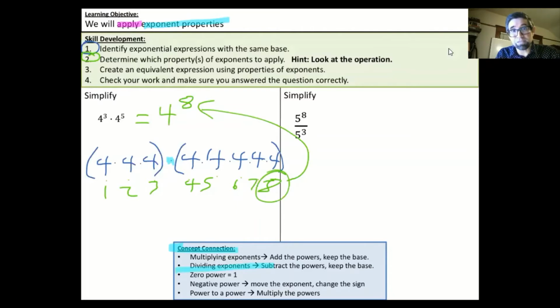Dividing by exponents, I subtract the powers. Always remember, you do not subtract the base. The base must stay 5. I simply subtract the powers.